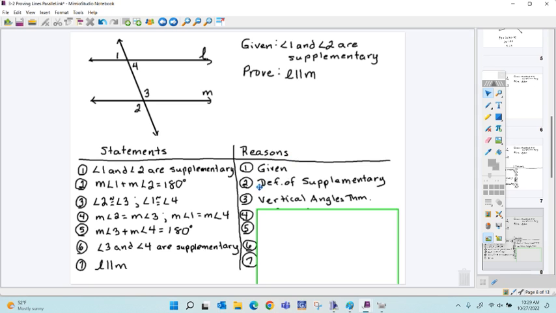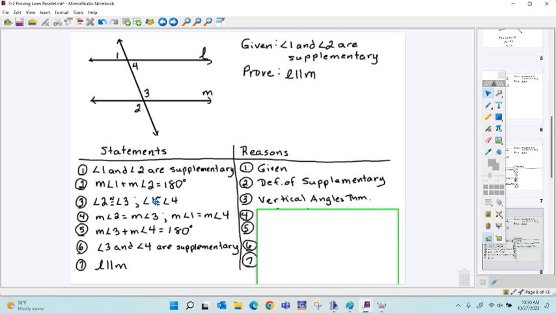So if it's just what it means, it's a definition. If you know that it's a fact, but you forget what that actual fact is called, you can just write vertical angles are congruent, say what it is. Even if you don't remember if it's a vertical angles postulate or vertical angles theorem, you can just say vertical angles are congruent and just go with it from there.